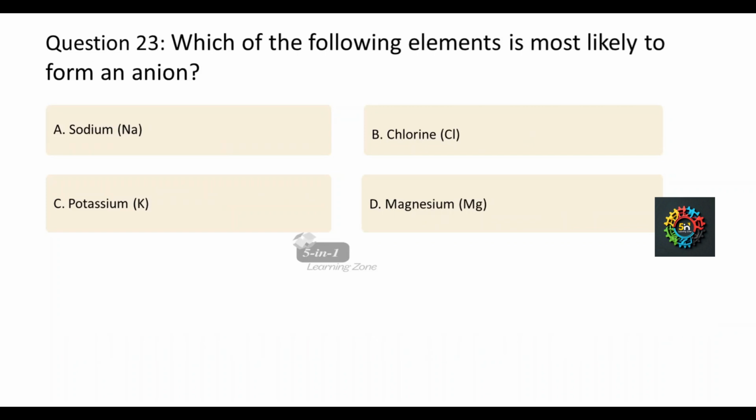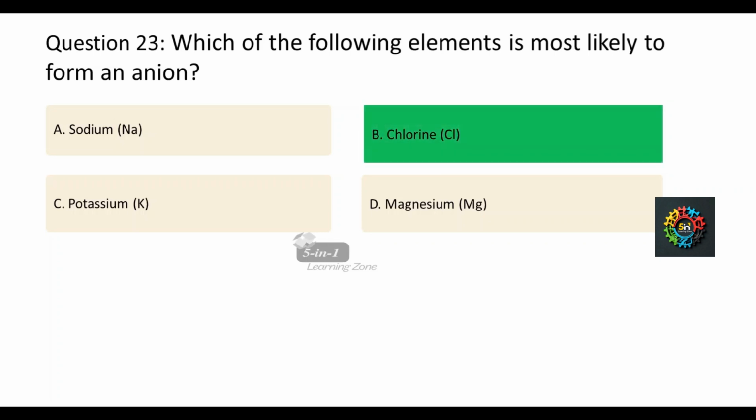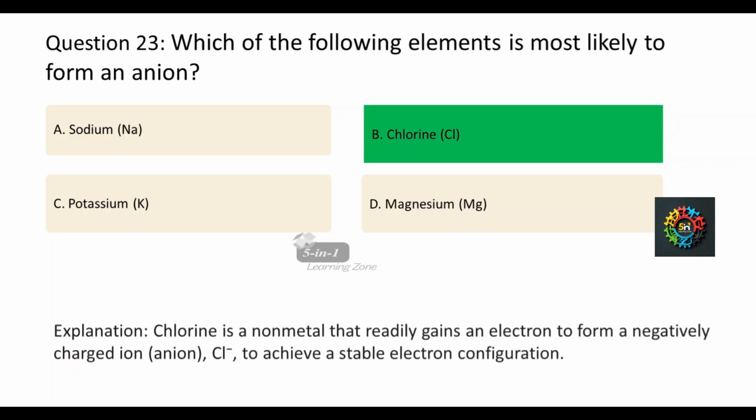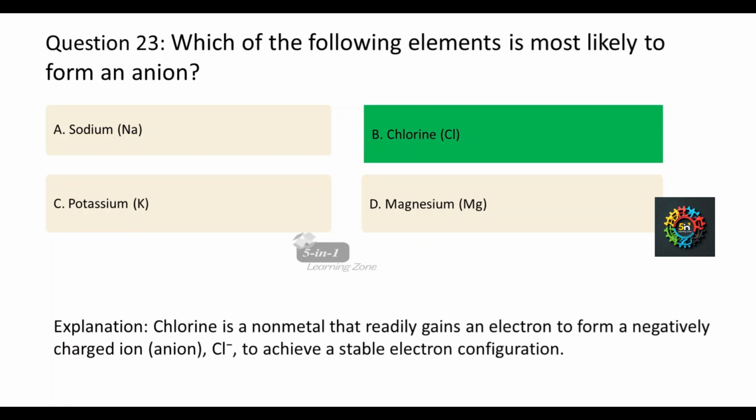23. Which of the following elements is most likely to form an anion? Answer: B. Chlorine, Cl. Explanation: chlorine is a nonmetal that readily gains an electron to form a negatively charged ion, an anion, Cl-, to achieve a stable electron configuration.